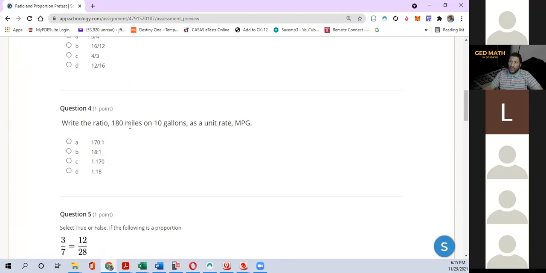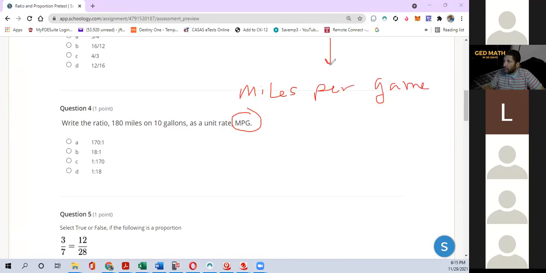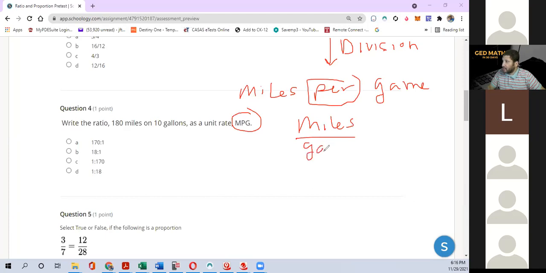Write the ratio 180 miles on 10 gallons as a unit rate in miles per gallon. Well, guess what? This is telling you right there. So if you are on your exam and you see something per something, what does per mean? Division. Percent is divided by 100. When you see the word per, that's division. So what that's saying is miles divided by gallons. I don't know what I was writing. That doesn't look like gallons at all. This is gallons. Sorry, I was writing too fast.